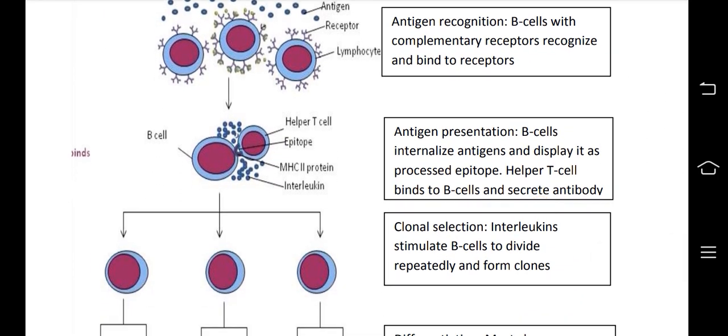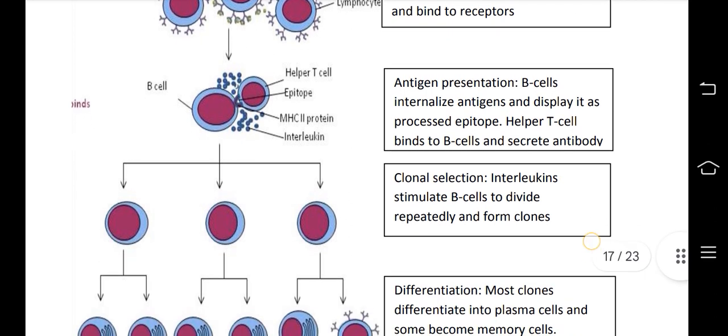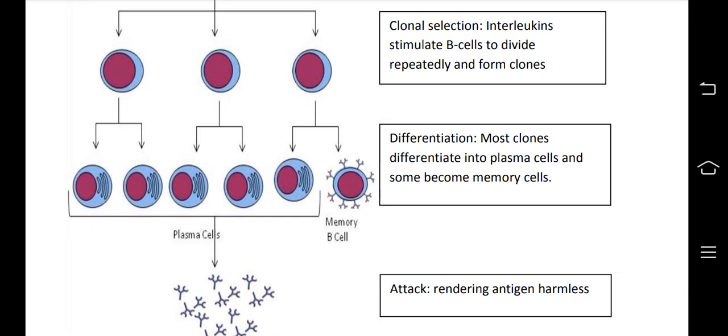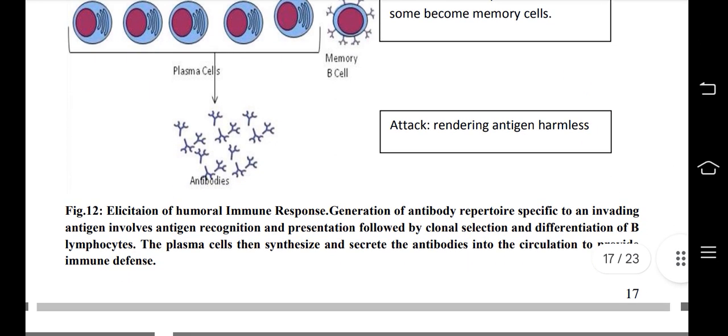Antigen recognition. B cells with complementary receptors recognize and bind to antigens. Antigen presentation. B cells internalize antigens and display them as processed epitopes. Helper T cells bind to B cells and secrete cytokines. Clonal selection. Interleukins stimulate B cells to divide repeatedly and form clones. Differentiation. Most clones differentiate into plasma cells and some become memory cells, rendering the antigen harmless.